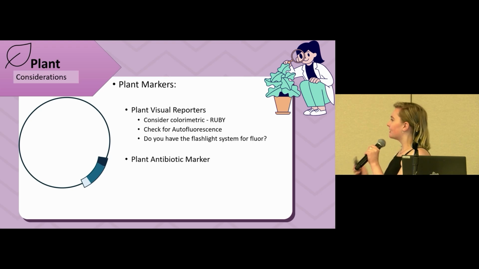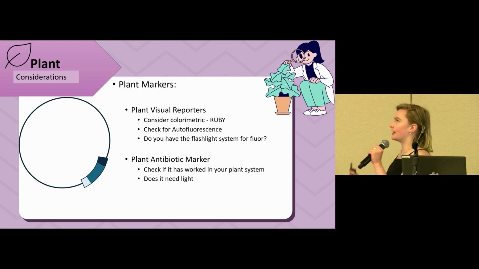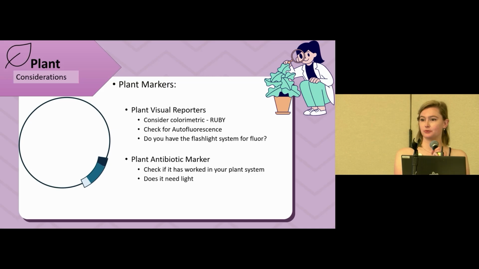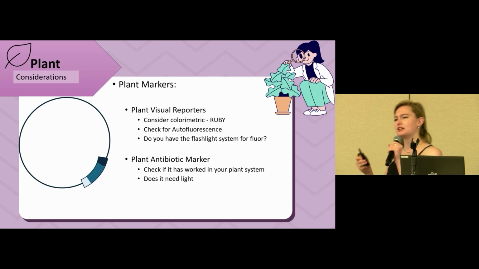And with your antibiotic marker, you want to make sure that your antibiotic has worked in your system before, because I know kanamycin has some problems with some monocot systems, and there's also some limitations of using all antibiotics in all plants. And you also have to consider, does your antibiotic need light? Because some, like spectinomycin, use the chloroplast for their selections, so you have to make sure that your plants are actually using their chloroplasts in the light. And if you're doing a transformation system in the dark, this is not going to be helpful.